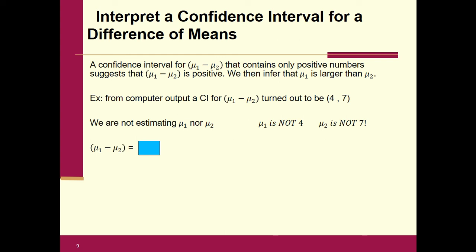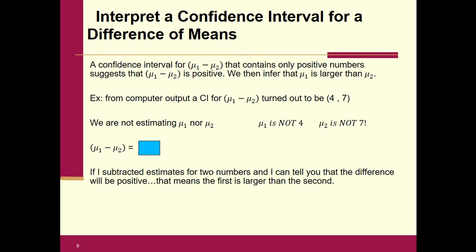Whatever the exact number is, we're going to note that it is a positive number. Okay, so mu1 minus mu2 is greater than 0. It's somewhere between 4 and 7. All right, so it's a positive number. What does that tell us? That tells us that mu1 has to be greater than mu2. Okay, so you can read what I have there.